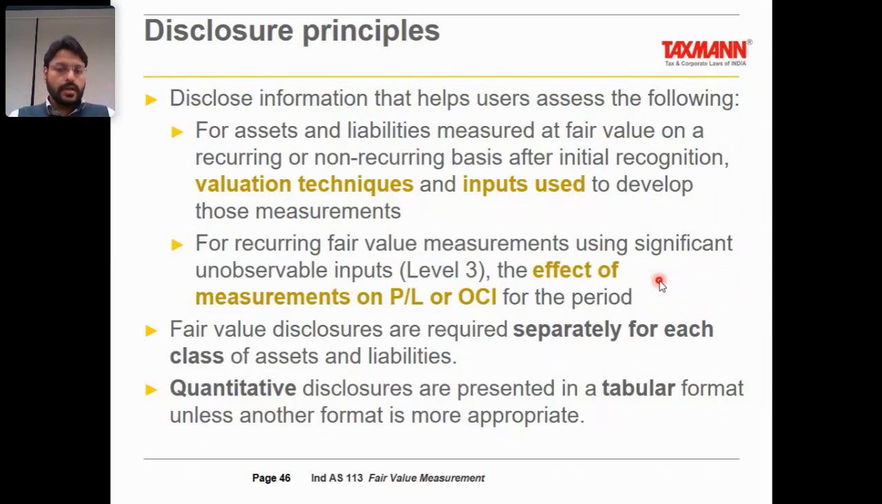Suppose I'm measuring the fair value through P&L or OCI, that is an accounting policy choice, I need to explain. Fair value disclosures are required separately for each class of assets and liabilities. For each class of assets and liabilities, you need to disclose the fair value. Quantitative disclosures are presented in tabular format. You cannot write in paragraphs.